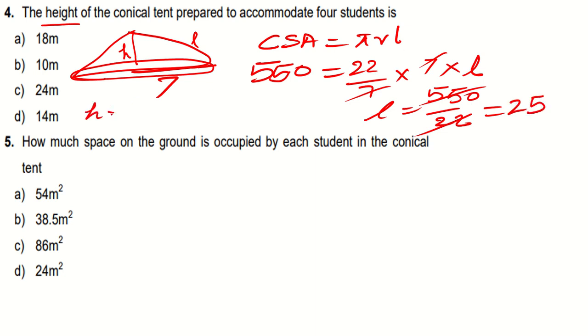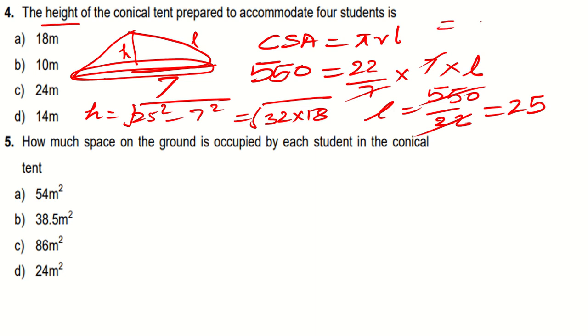So what will be the height? Height will be the square root, by the Pythagorean theorem, of 25 squared minus 7 squared. That means 25 plus 7 is 32, multiplied by 25 minus 7, which is 18. So it will be how much? 16 multiplied by 2 multiplied by 9 multiplied by 2, means 4 multiplied by 2 multiplied by 3. So 4 times 2 is 8, 8 times 3 is 24.